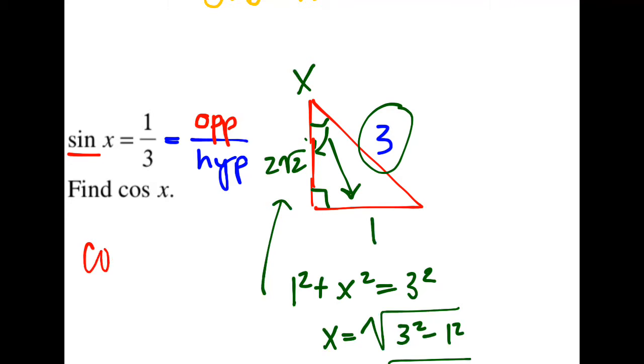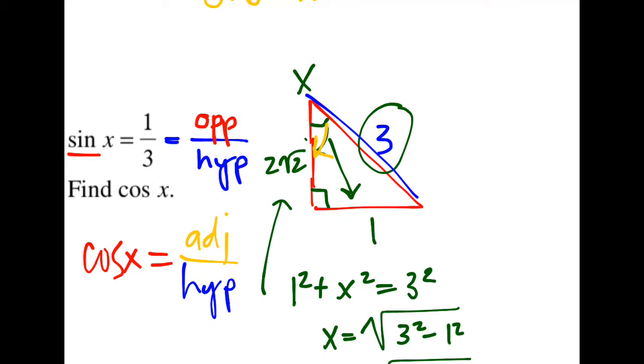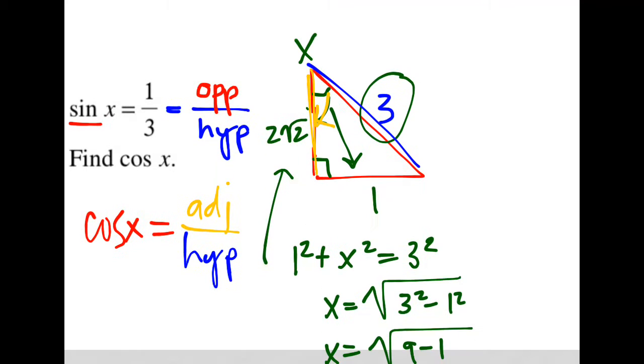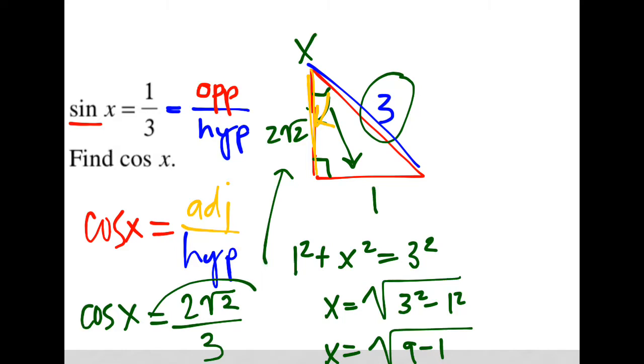So to find the cosine of x, I need to find the adjacent over the hypotenuse. And if this is my angle here, the adjacent side is next to it, and the hypotenuse is over here. So the cosine of x would be equal to 2 times the square root of 2 over 3, since the hypotenuse is 3.